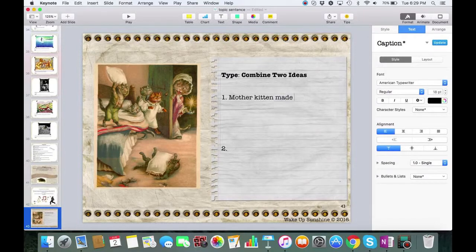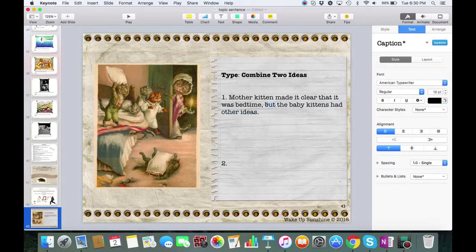Mother Kitten made it clear that it was bedtime, but the baby kittens had other ideas. So you'll see I have independent clause 1 here, which is Mother Kitten made it clear that it was bedtime. That could be a sentence all by itself. I also have over here the baby kittens had other ideas. That could be an independent clause or a sentence all by itself.